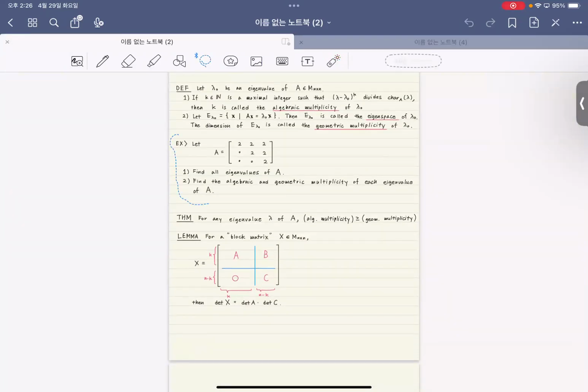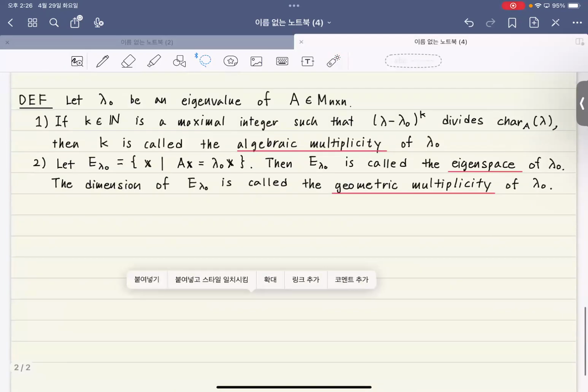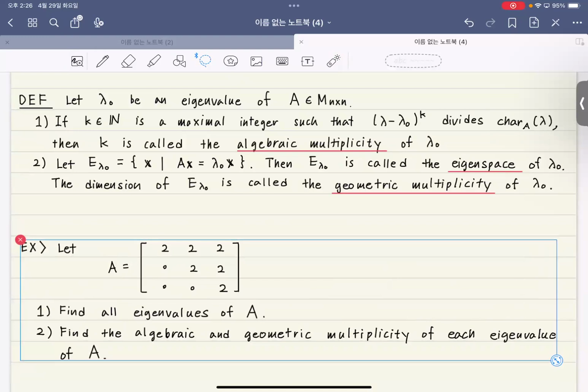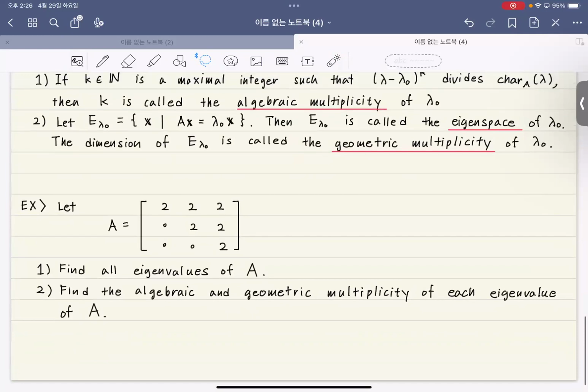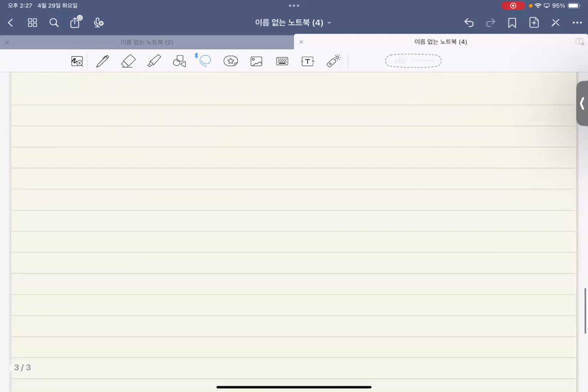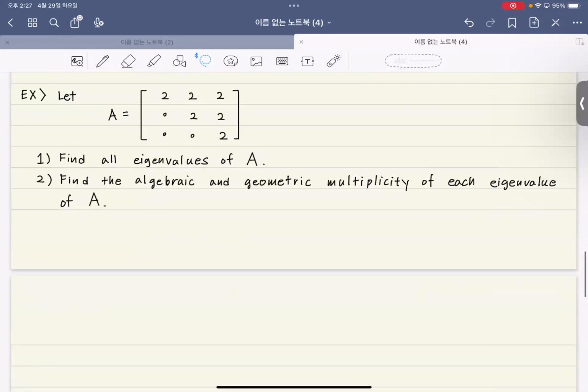I will be introducing many different definitions in today's lecture, so I will try not to hesitate and explain each of these definitions by using examples. I have this 3 by 3 matrix. Find all eigenvalues of A, and find the algebraic and geometric multiplicity of each eigenvalue of A.